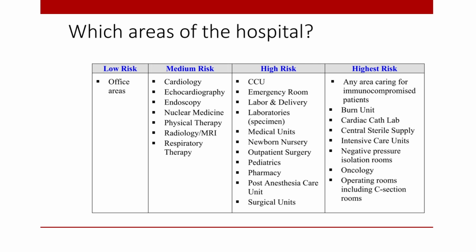Next is the highest risk. Any area dealing with immunocompromised patients, burn unit, cardiac cath labs, central sterile supplies, intensive care unit, negative pressure isolation rooms, oncology, and operating rooms including C-section rooms. So this is the ICRA. You need to identify which department you are going to work in. After that, you need to make SOPs for the ICRA, and after that you need to make a checklist for ICRA for the purpose of how to identify the risk assessment in the organization.